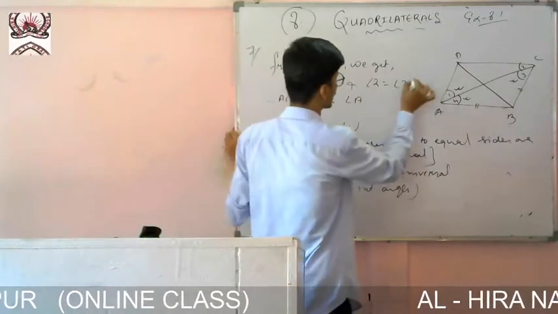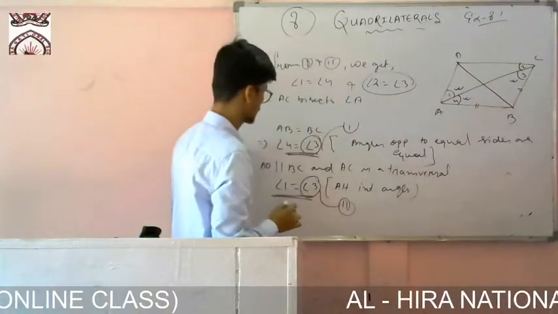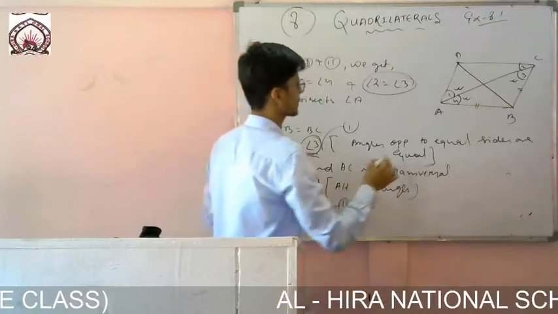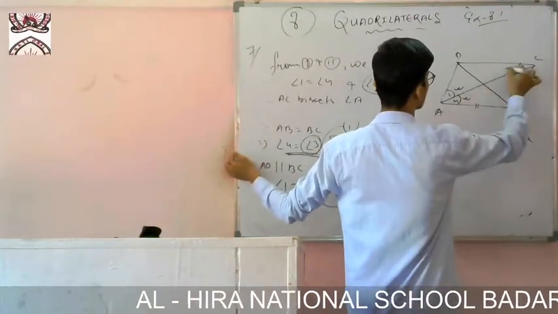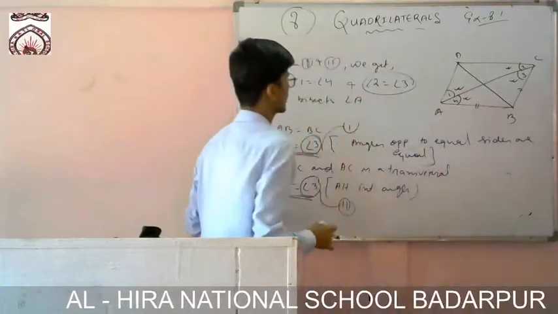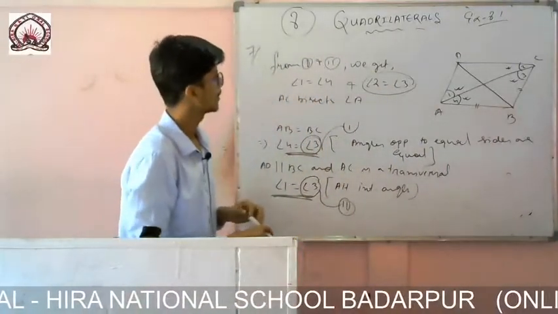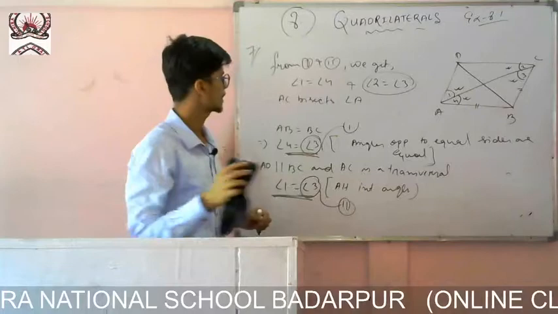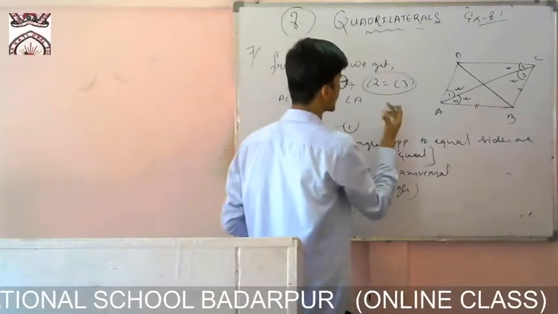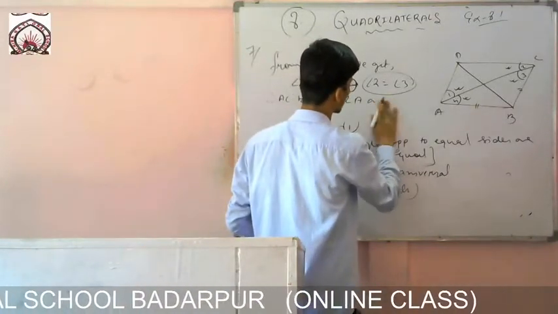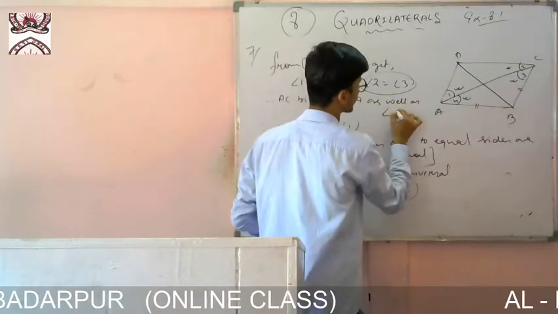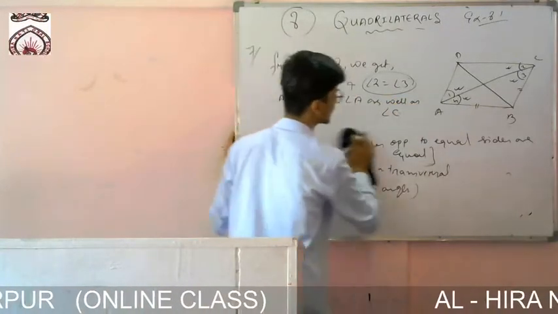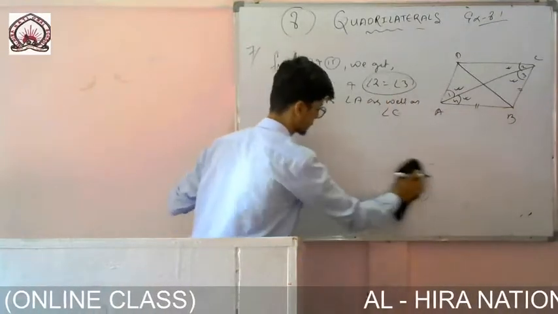You can write this 2 also equals to 3, because if you see here, angle 2, if I take this to side again, angle 4 will be equals to angle, so I can write, and angle 2 is equals to angle 3 also. Okay, so AC bisects angle A as well as angle C. AC bisects angle A as well as angle C.